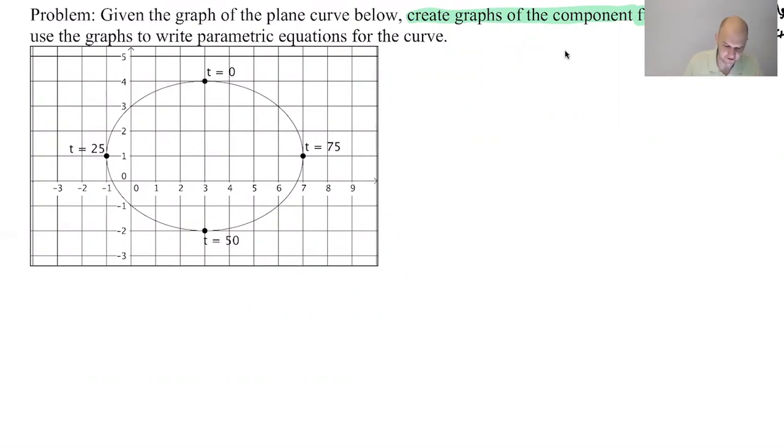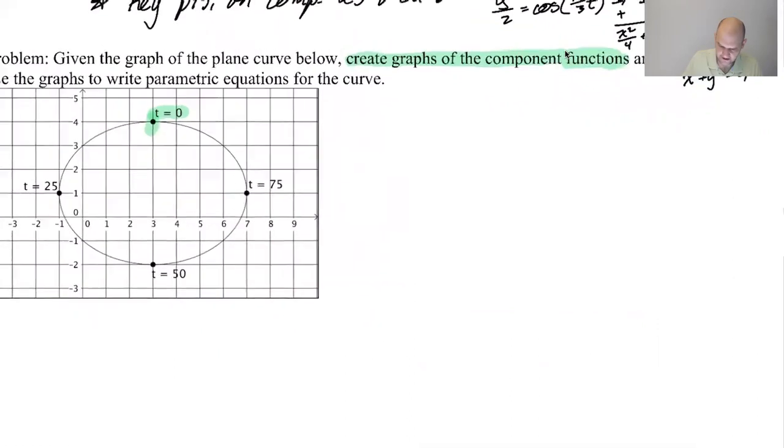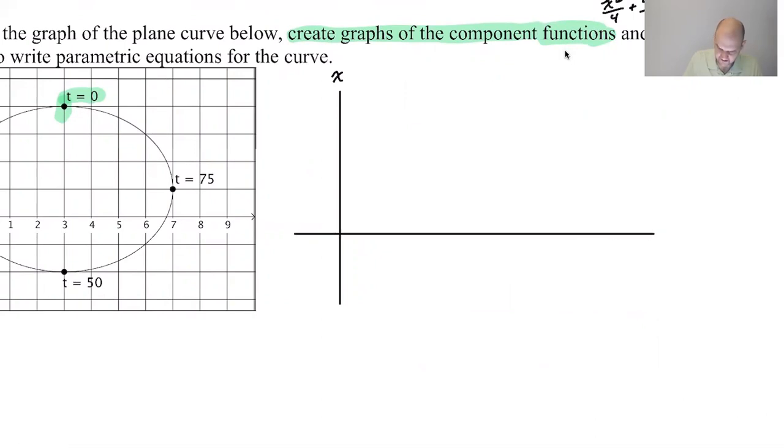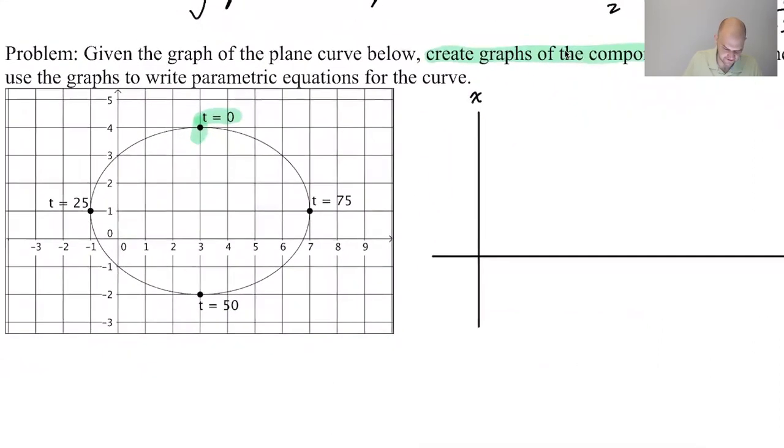So for example, when I look at just x, I see that first, when t is 0, x is going to be 3. So when t is 0, x is 3. So what am I going to do here? How much space do I have? I'm going to do it here, I guess. So this is my x-axis. And then make this my t-axis, I guess. So this is t. So when t is 0, x is going to be 3.